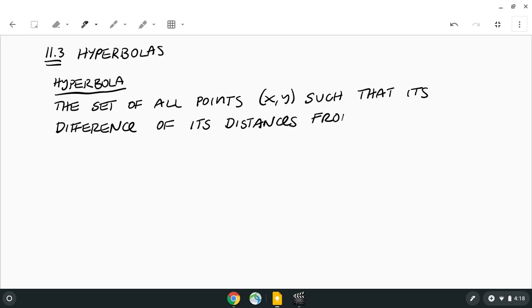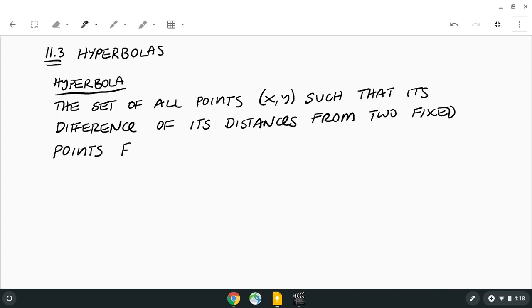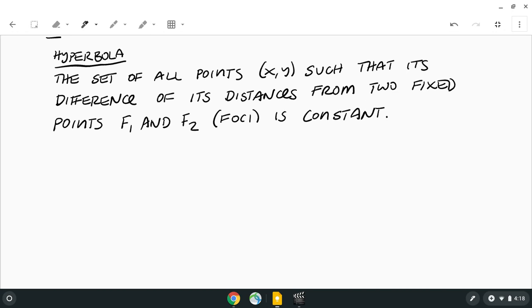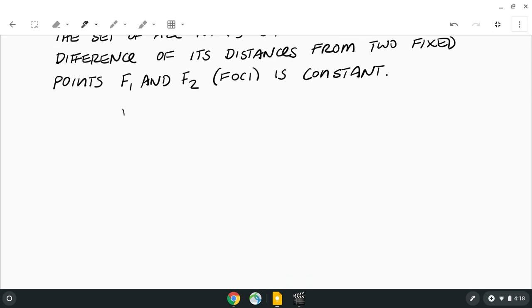from two fixed points F1 and F2, also called the foci, is constant. So I will draw you a picture to help you understand what we're looking at.